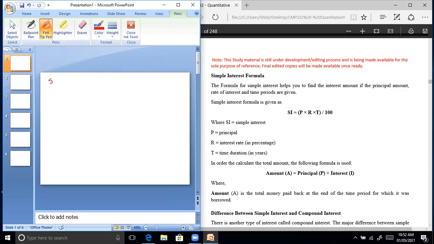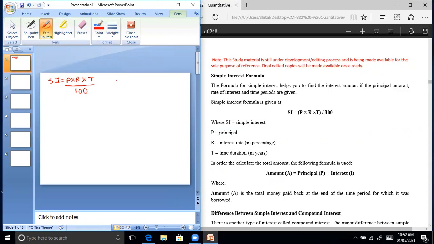SI equals P into R into T divided by 100, where P is principal, R is rate of interest, and T is time period in years. It is divided by 100. This is the simple interest formula.